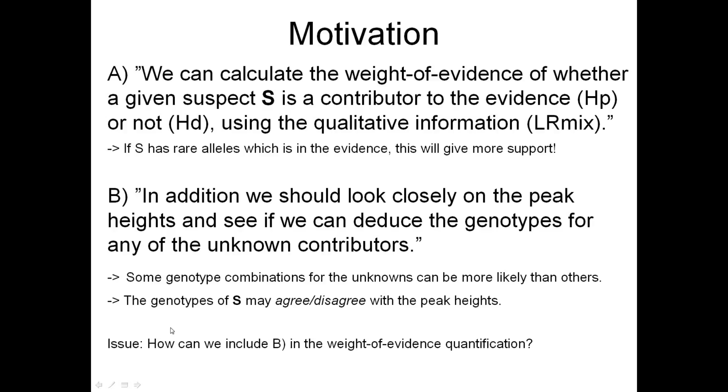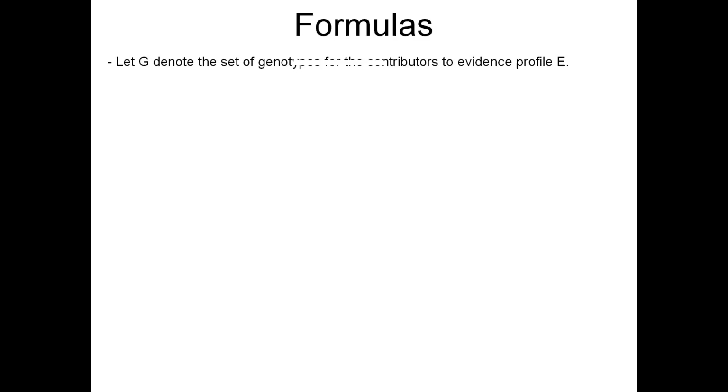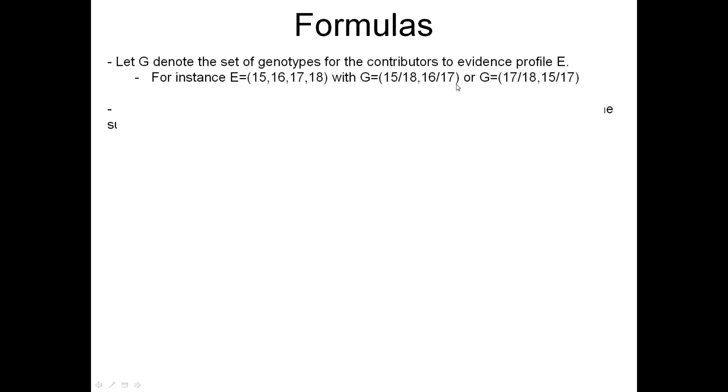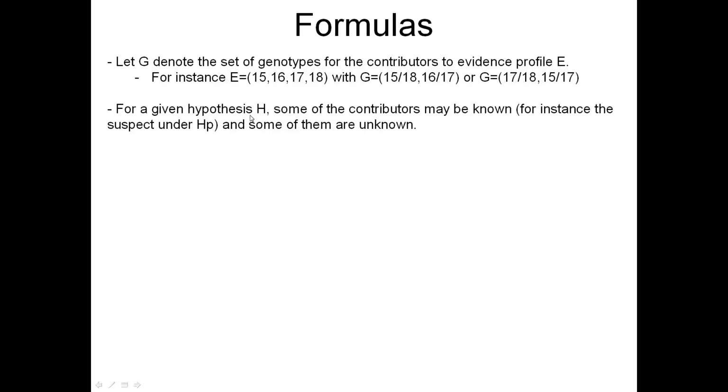So the issue here is how can we include the peak height information in the weight of evidence quantification? So for the formulas, let G denote the set of genotypes for the contributors to the evidence profile E. So for instance, the observed profile is 15, 16, 17, 18, and the proposed set of genotypes is 15, 18, 16, 17, for instance. And for a given hypothesis, some of the contributors may be known. For instance, the suspect is known under HP, while the rest are unknown. And under HD, we may have that all contributors are unknown.